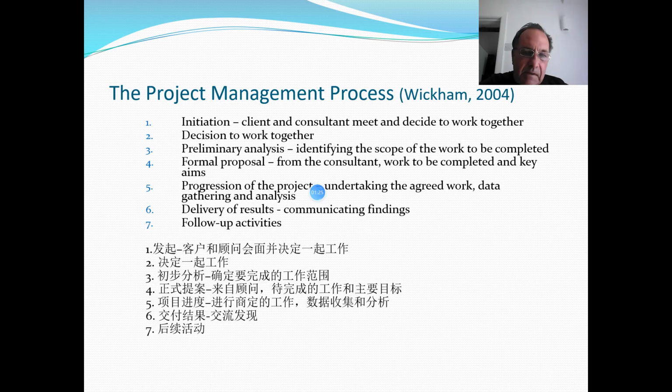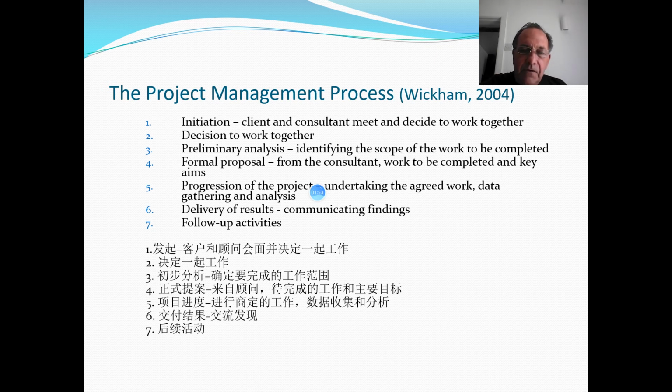In terms of stage 6, this is when you've written up your project report and delivered that to the client. In terms of follow-up activities, normally this would involve actually taking the finished report to the client, sitting down with the client and actually discussing what the issues were that have arisen from the research that you've carried out.